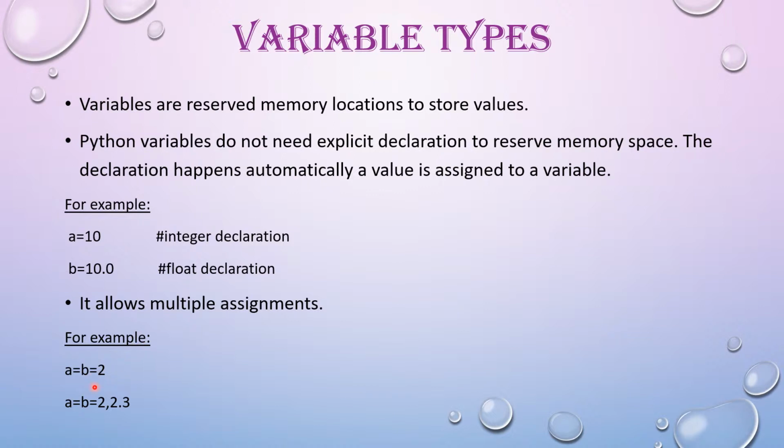Now, Python allows multiple assignments, meaning we can assign more than two values in a single line. See here, a = b = 2. Here we have initialized the two variables a and b by 2. Now we can assign more than two variables different values of different data types also. Like here we have assigned value 2 to a and 2.3 to b in a single line.